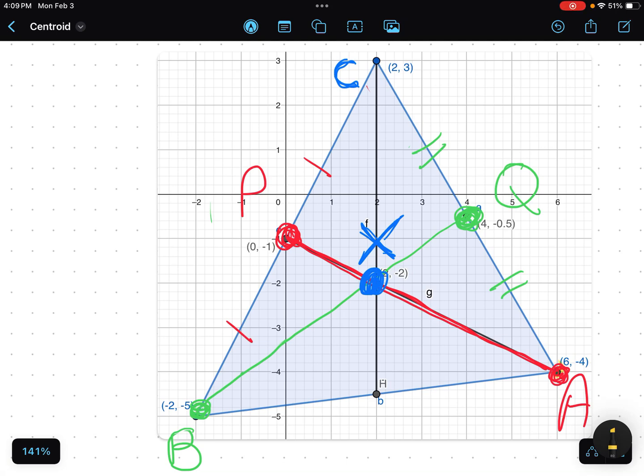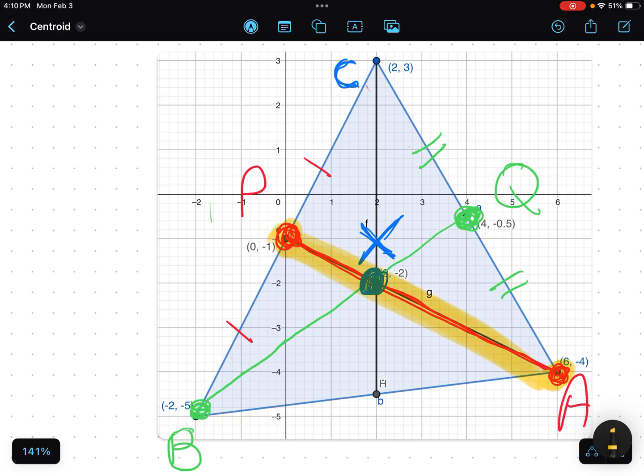Hey guys, let's run through a quick example of how to find a centroid, which of course is the center of gravity between 3 points on a plane. By definition, the centroid is the intersection of the medians of a triangle, and the medians of a triangle are those segments which connect a vertex of the triangle to the midpoint of the opposite sides.